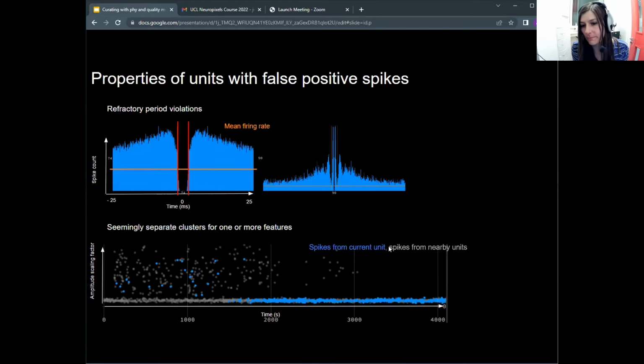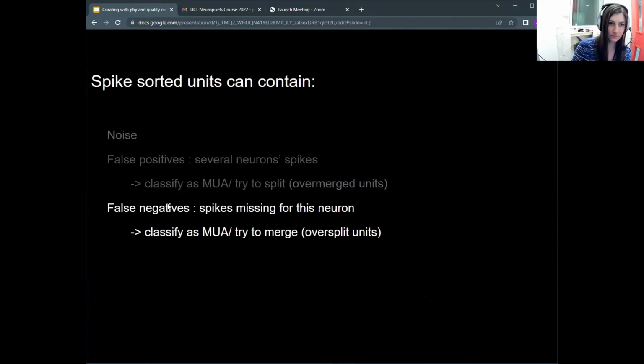In blue are spikes from the current unit, and spikes from nearby units are plotted in gray in the background. And you can see that at the start of this recording, the spikes seem very separate and distinct from neurons later on in the recording. And most likely these are coming from two different neurons, and these are really two different sets of spikes. But because they don't overlap in time, we're not going to get any refractory period violations.